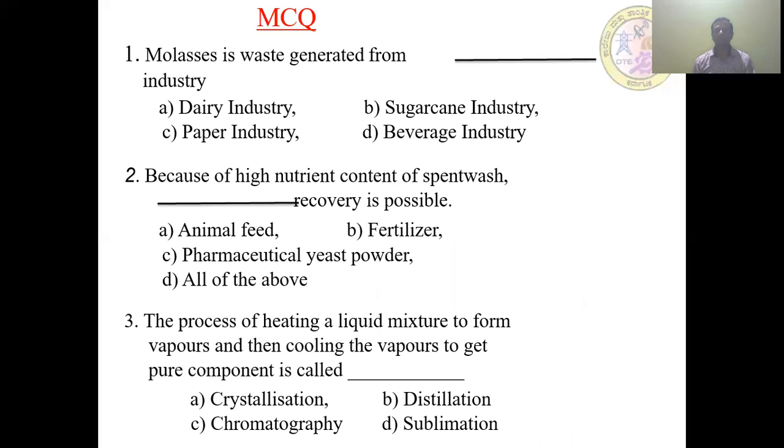Okay, let's have some MCQs. Molasses is a waste generated from the sugarcane industry. Because of its high nutrient content, spent wash can be used for animal feed, fertilizer, pharmaceuticals, and yeast powder. Distillation is the process of heating a liquid mixture to form vapors, then cooling the vapors to get a pure component. So heat it, vaporize it, and cool it.